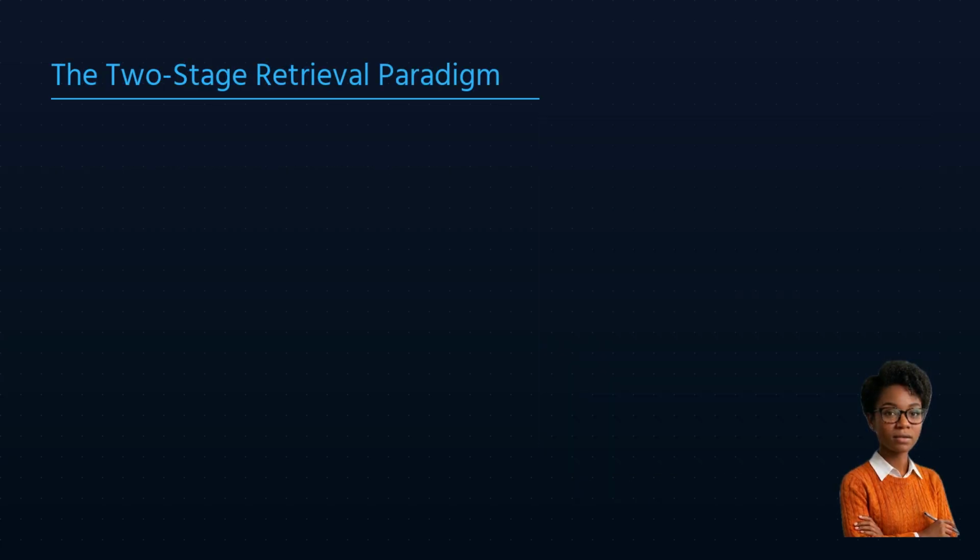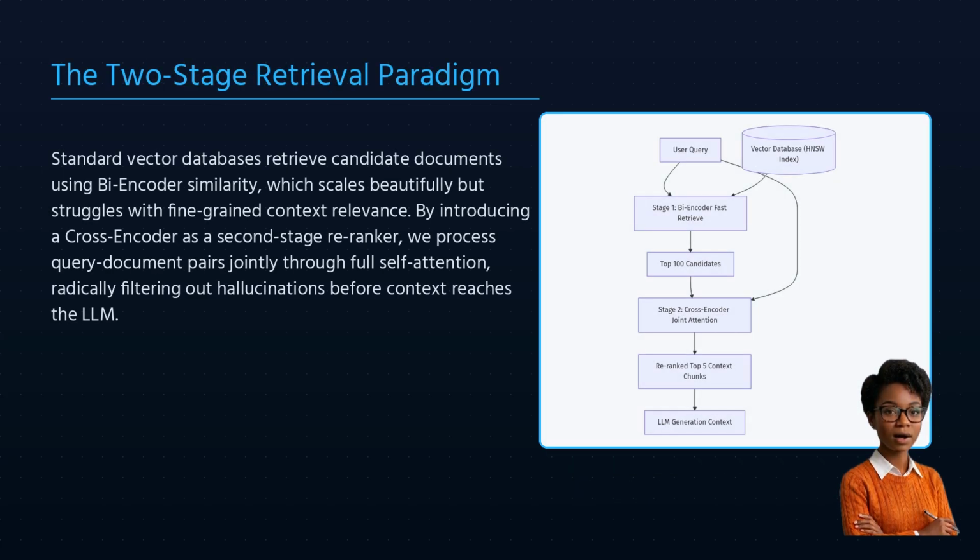Welcome back. If you are running enterprise RAG pipelines, you have likely noticed that simple vector search often returns irrelevant documents that confuse your LLM. To solve this, we use a two-stage retrieval architecture. First, a fast Bi-Encoder retrieves the top 100 candidate documents from our vector store. Then, a computationally heavier cross-encoder re-evaluates those candidates to surface only the absolute best matches.